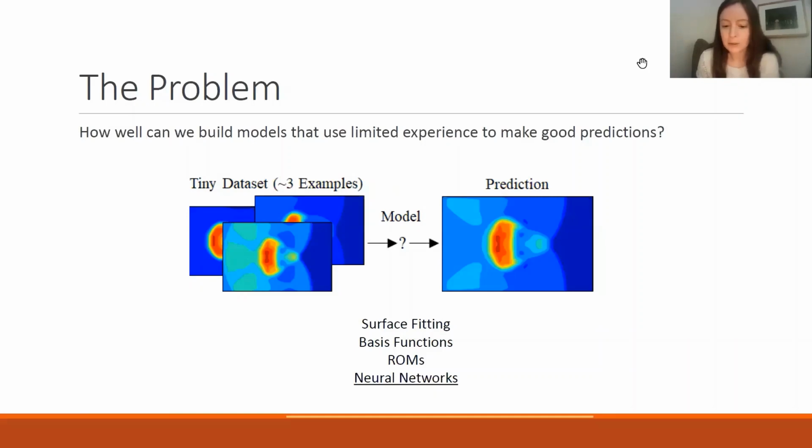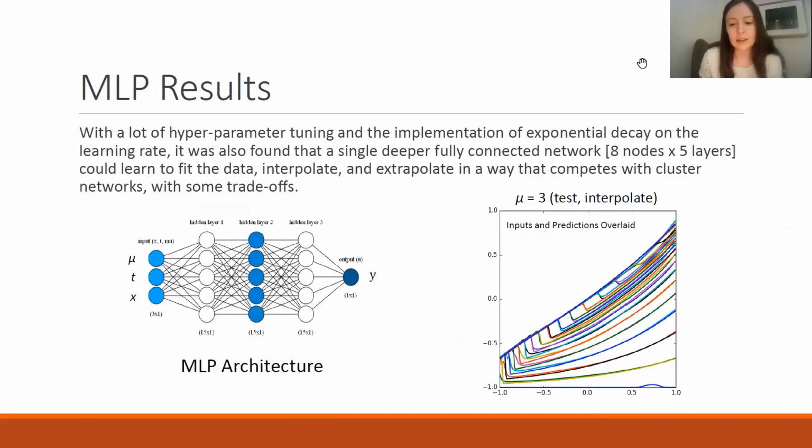And there are a few different ways to do this. One of them is ROMs. You could also just do more basic surface fitting, but that often doesn't work, again, for highly nonlinear problems, and those are kind of what I focused on here. And so I started looking at neural networks, and I just want to show the results of one particular kind of network, which is the more basic, fully connected network.